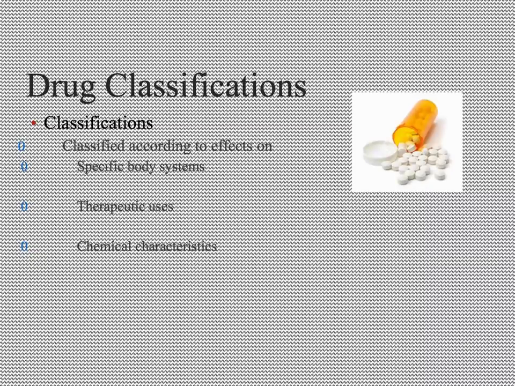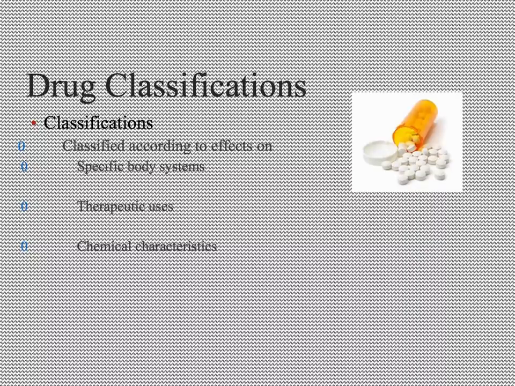Drug classifications. Drugs are classified according to their effects on a particular body system, their therapeutic use, and their chemical characteristics. For example, morphine can be classified as a central nervous system depressant when we're talking about a specific body system, and a narcotic or opioid analgesic when we're talking about therapeutic uses.